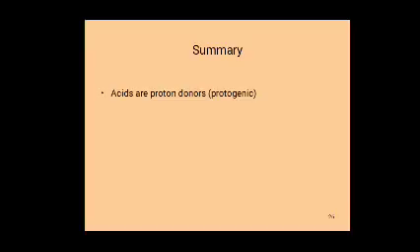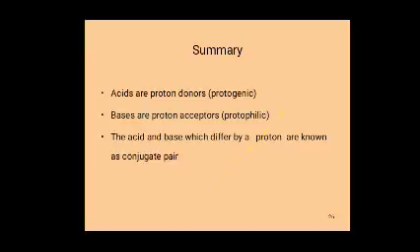Summary. Acids are proton donors. Proton donors are called acids, for example HCl, H2SO4, HNO3. These are all acids. Bases are proton acceptors. Proton acceptors are called bases, for example H2O, NH3, OH minus, CH3COO minus, Cl minus.